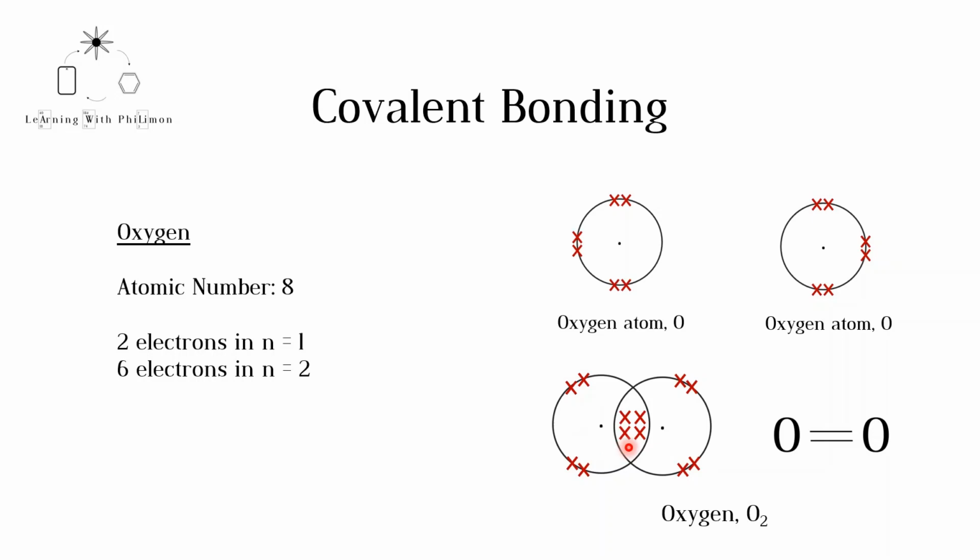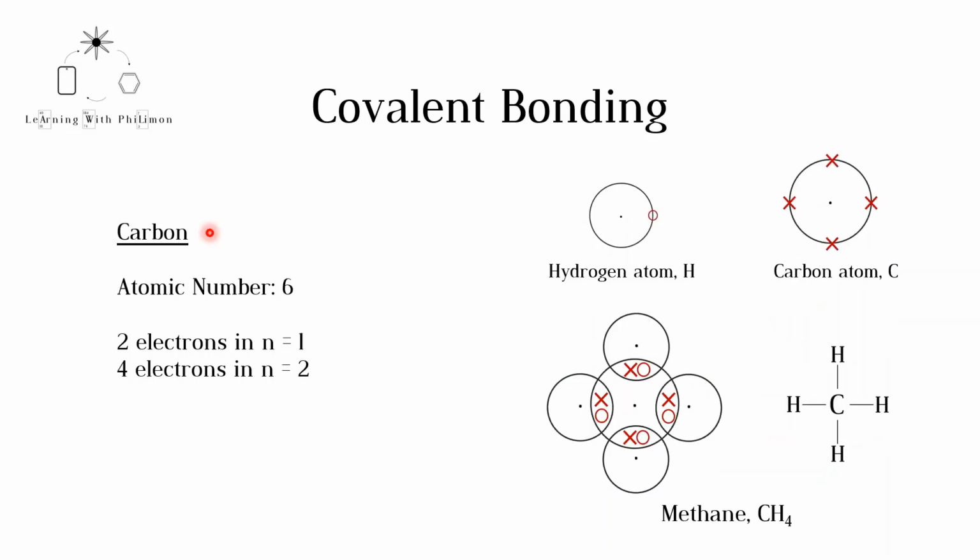In the Lewis structure, a double line is used to indicate a double bond between the oxygen atoms. 2 pairs of electrons are shared. In later IB and A-level videos, we will see that the lone pairs of electrons are also included in Lewis structures. Covalent bonds can be formed between atoms of different elements as well.